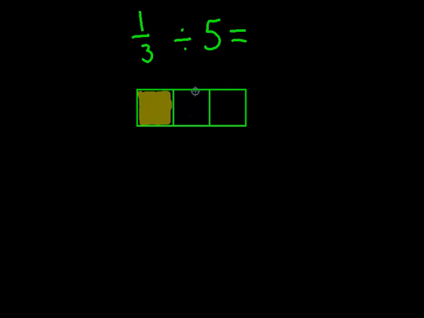Here's 1 of the thirds, 2 of the thirds, and 3 of the thirds. We're going to cut each one of them into 5 additional pieces. So I'm just going to go across. And we're using the separate color to represent that this is when we're dividing by 5. Next we will shade in one of our new pieces.